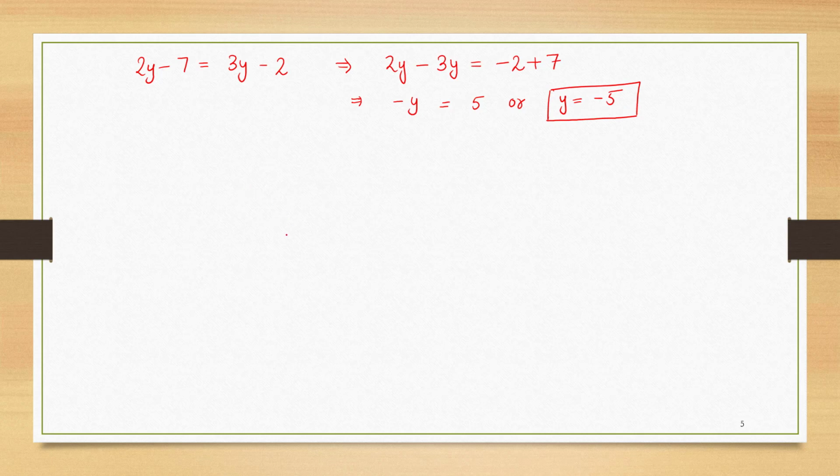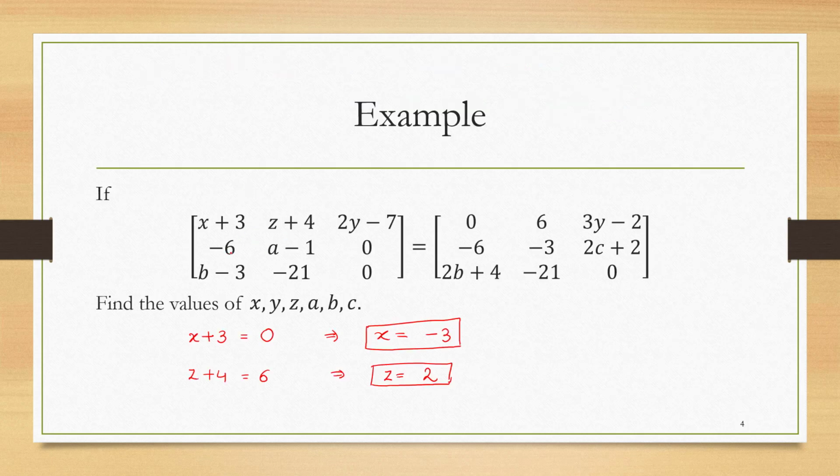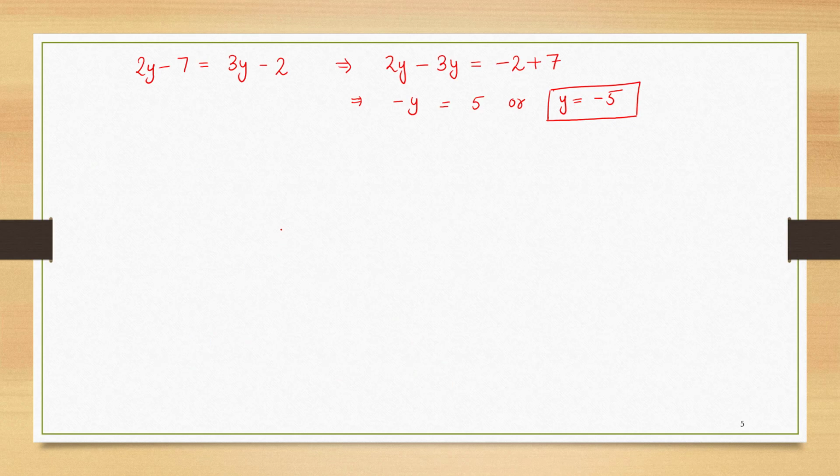Rest of the entries, let's see. By comparing the 2 1 entry we get minus 6 equal to minus 6. By comparing the 2 2 entry, we get a minus 1 is equal to minus 3. So let's solve it to find the value of a. a minus 1 is equal to minus 3. This implies a is equal to minus 3 plus 1, that is minus 2. So a is equal to minus 2.